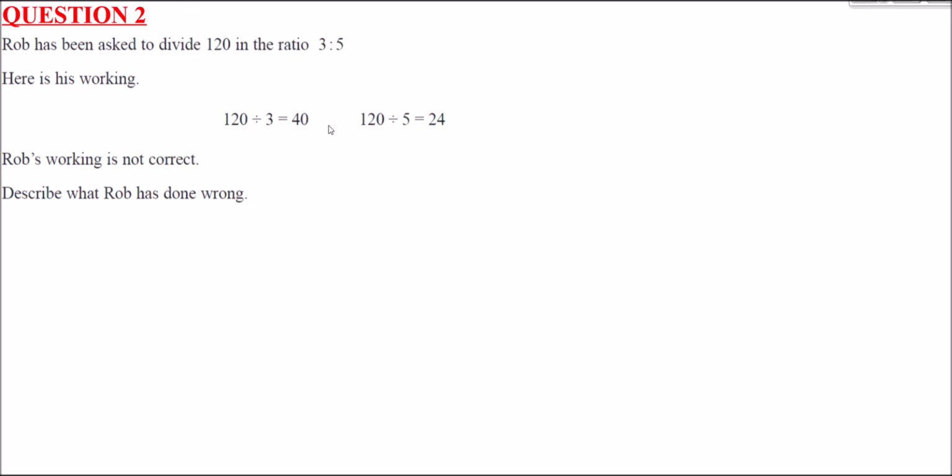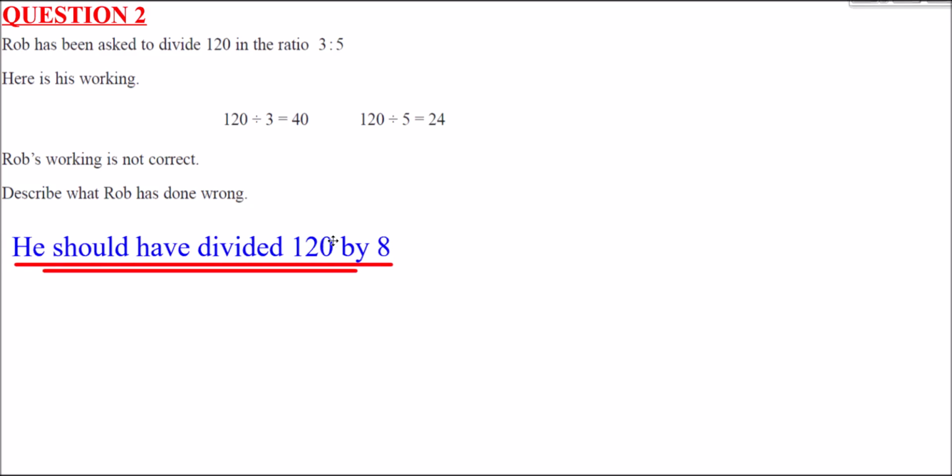There's a couple of ways of doing this, but the main thing is, to divide 120 in the ratio 3 to 5, you need to do 3 plus 5 and realise there's 8 parts in total. So each part will be 120 divided by 8. I'd just say something quite simple, really. I'd say the fact that he's simply not divided by 8. He should have divided 120 by 8. Keep it simple, something like that, to get you the mark.